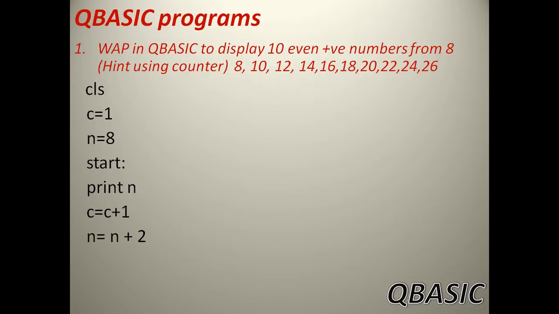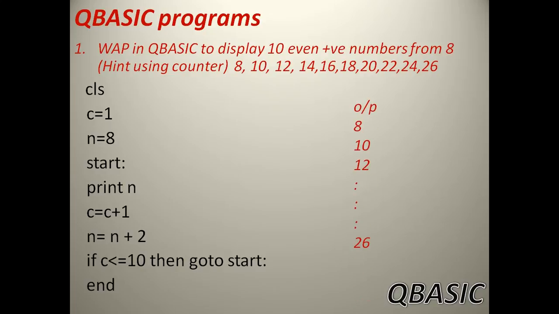Now N = N + 2. Why? Because the numbers increase from 8 to 10, so the difference between 8 and 10 is 2. So N = N + 2. Now the N value is 10. Up to how many times does this process need to work? Up to 10 times. So, if C is less than or equal to 10, then go to start. If it is more than 10, the program will end.